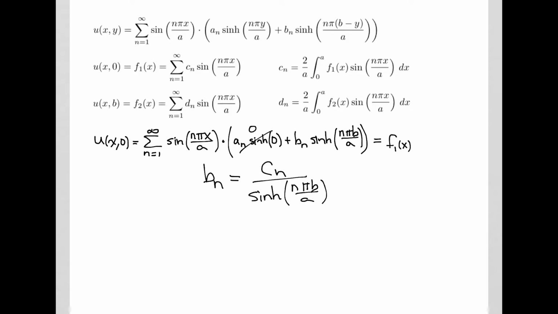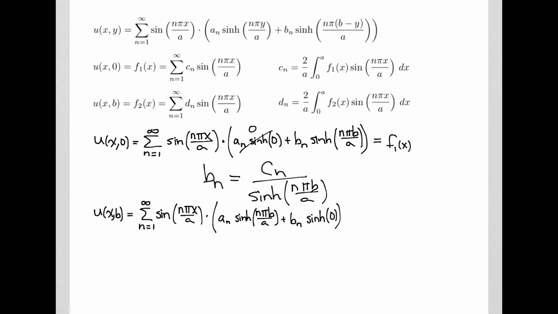Similarly, let's calculate what happens when y equals b. When I substitute that in, the second term is the sinh of 0, and the first term gives me sinh of n pi b over a. And we know that sinh of 0 is 0, so that term goes away, and I have the sine of n pi x times a number. On this boundary, we're supposed to equal f2, which has its own Fourier series. And this allows me now to solve for my second expansion coefficient. It's the coefficient of f2 divided by the sinh of n pi b over a.